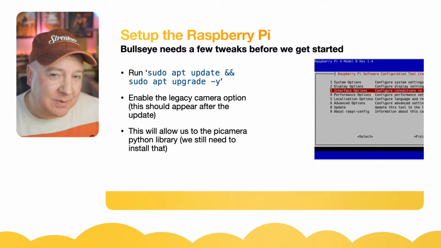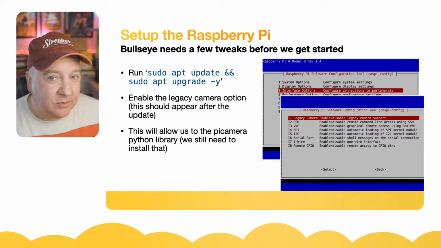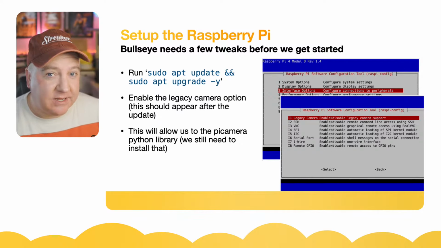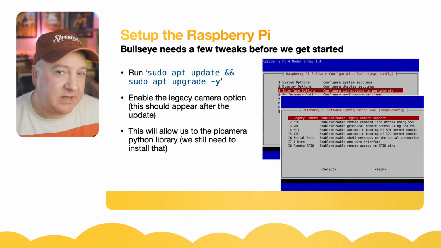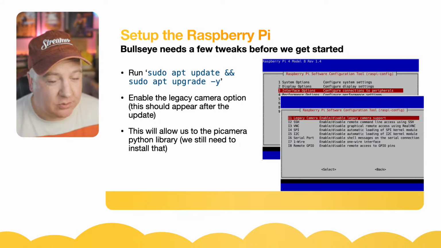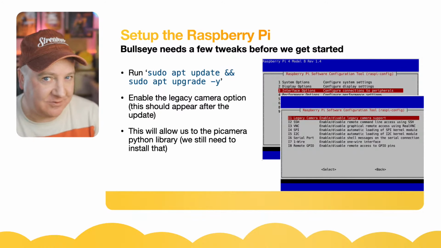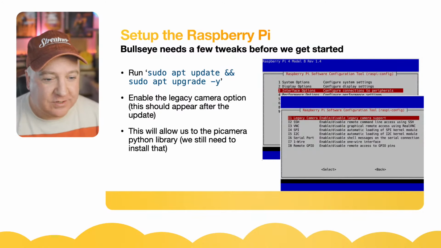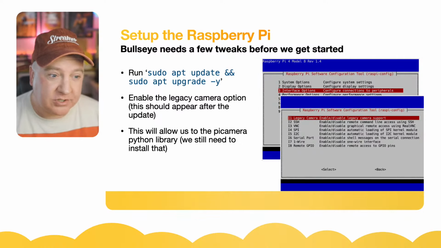Okay, so setting up the Raspberry Pi is pretty straightforward. I've been using Raspberry Pi Bullseye, the latest release, but it does need a few tweaks before you get started. The first thing you need to do, and this is just good practice anyway, is do sudo apt update, and that will grab the latest patches from the repository, and then we do sudo apt upgrade -y to install all the latest versions of everything. Once you've done that, if you flash, I think this is correct, it might have changed last week because I think there was an even newer version of the Raspberry Pi OS released. But if you can't see the legacy camera option available, then you probably just need to do those two steps.